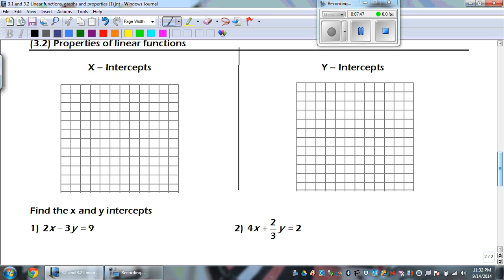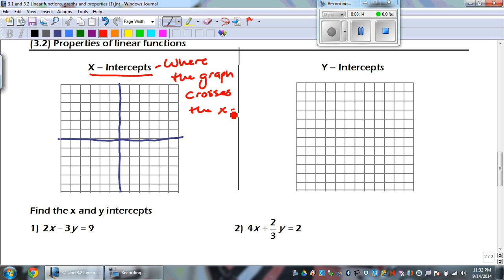Okay, got 2 more topics. So, finding the x and y intercepts, next section. I'm going to draw an axis on here, and I'm curious for x-intercepts. An x-intercept is where the graph crosses the x-axis, and it's a point. It's the point where the graph crosses the x-axis.